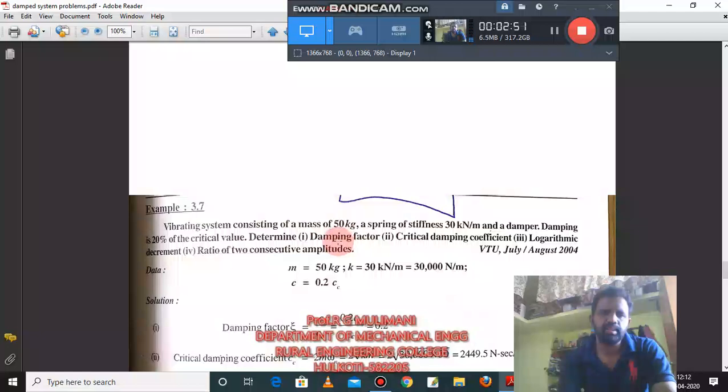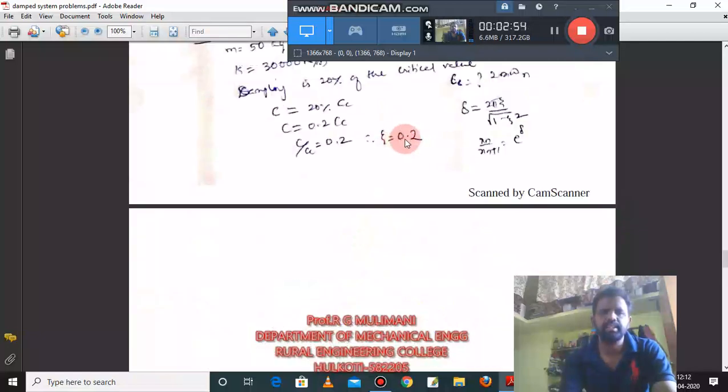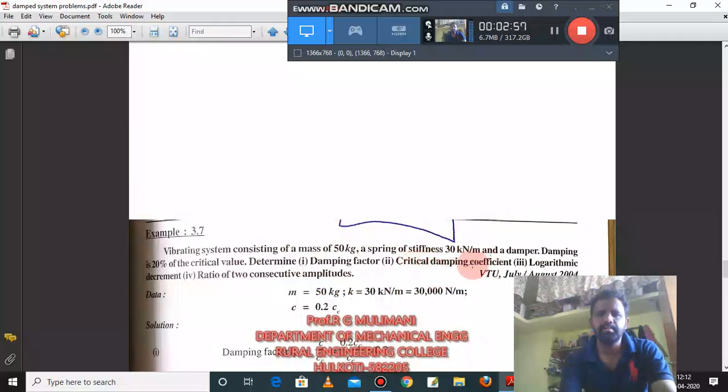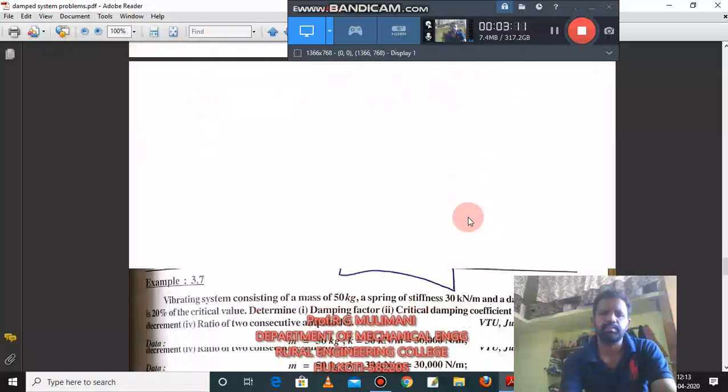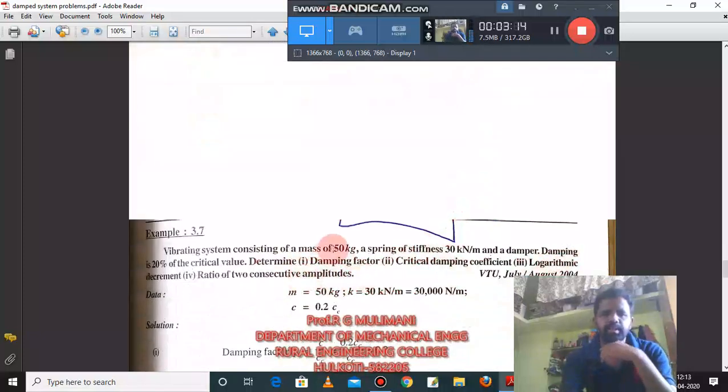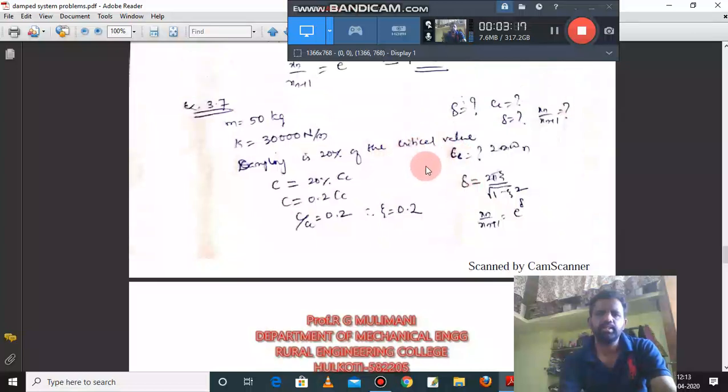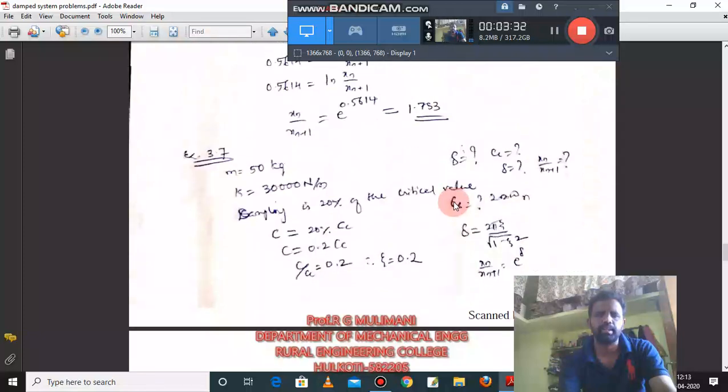What is asked to find out? Damping factor. Damping factor means zeta, that is C by Cc. Next, critical damping coefficient. Critical damping coefficient is 2m omega n. We have mass given here and omega n is square root of k by m. Cc value you can calculate by this expression. Next, logarithmic decrement. Logarithmic decrement, delta is equal to 2 pi zeta divided by square root of 1 minus zeta square. To find the logarithmic decrement you need this zeta. What is zeta? C by Cc. You already have this zeta. Substitute this one and find the logarithmic decrement.